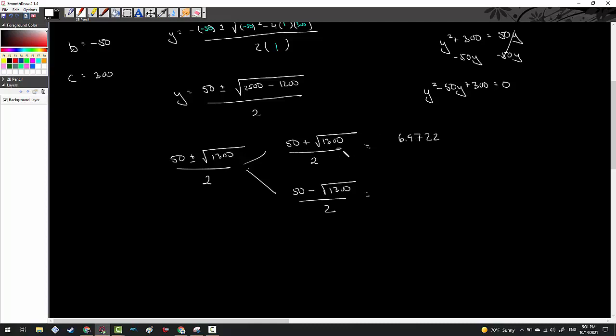6.9722 if you put it in the calculator. And I'm going to go ahead and round that up. That's going to be rounded up to 7. That's what they wanted me to do. Apparently, they wanted me to round that to the nearest whole number. This number is going to be 43.0277, which I'm going to round down to 43.